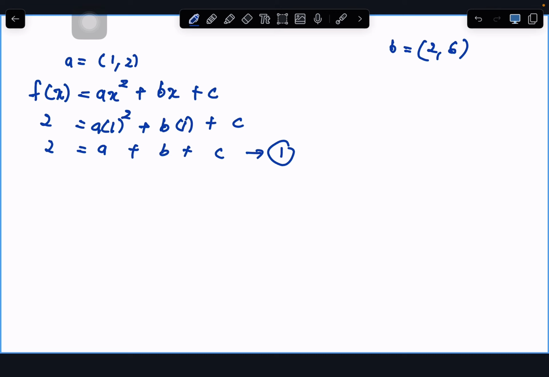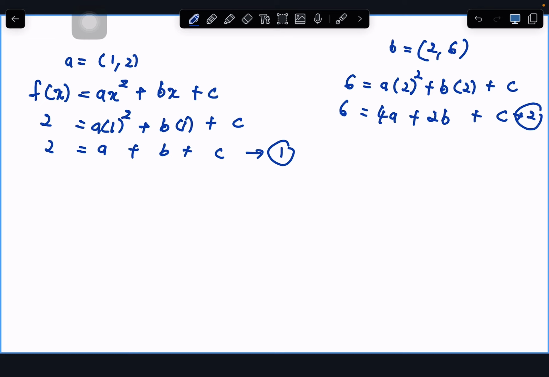Yes, same. So we have 6 equals a squared plus b times 2 plus c. Then we simplify. If we simplify, what do we have? 6 equals 4a plus 2b plus c. Now we have the second equation.